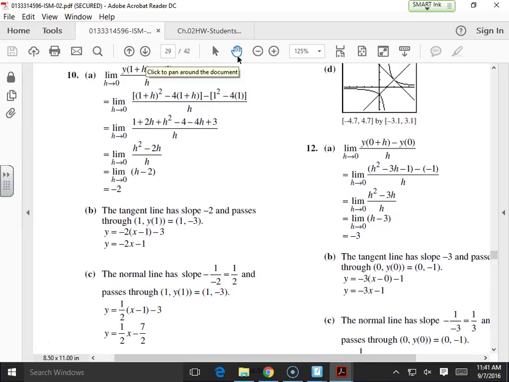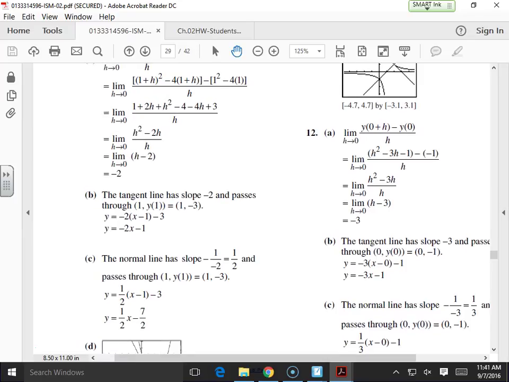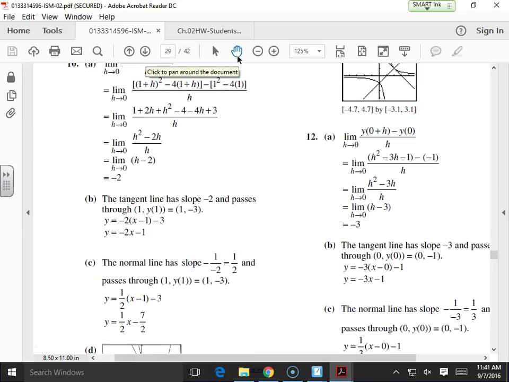B, y equals negative 2x minus 1. For the tangent line, the normal line uses the opposite reciprocal slope. So the slope needs to be positive 1/2, plugging in the same point: 1/2 x minus 7 halves. Why does it have to be 7 halves? Where do they get the 7 halves? Oh, they just got 7 halves by simplifying.